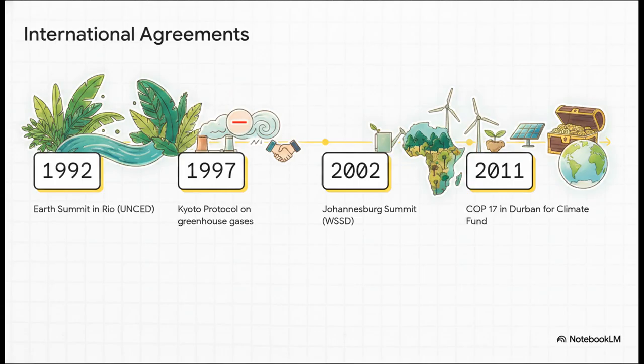It kicks off with the 1992 Earth Summit in Rio, which really laid the groundwork for sustainable development. Then, the incredibly important 1997 Kyoto Protocol, where developed countries actually committed to legally binding reductions in greenhouse gases. Fast forward to the 2002 Johannesburg Summit, which focused heavily on sustainable development and African environmental issues, and then COP17 in Durban, which pushed hard for a green climate fund. Showing this timeline in your essay proves to the examiner that you truly grasp the broader global context.